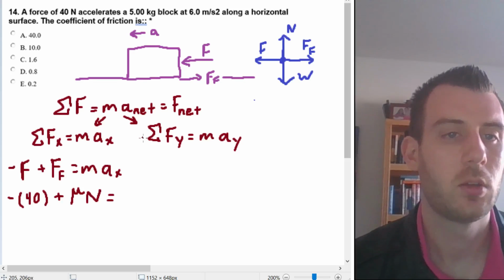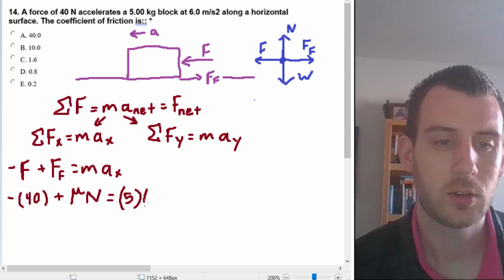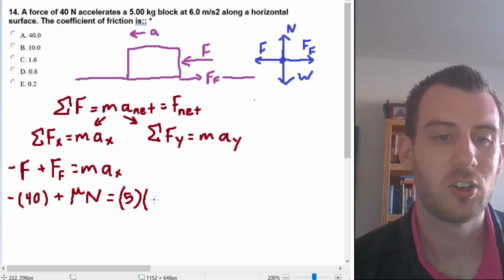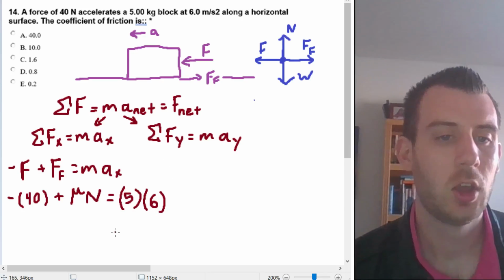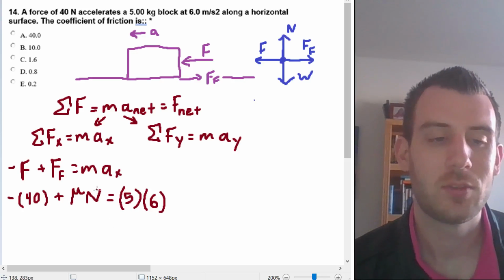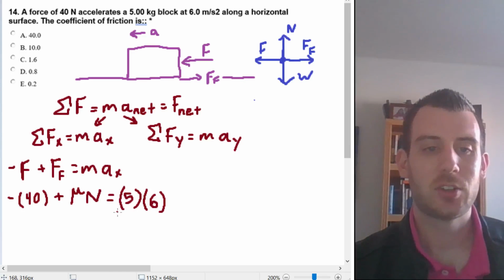The mass is going to be 5 kilograms. No need to convert anything there because that's my standard scientific unit. And then my acceleration is 6 meters per second squared. That's also in the proper units. Great. What have I got? I've got the mu, I don't know mu, and I've got N, I don't know N. Well, that means I can't solve this equation anymore.